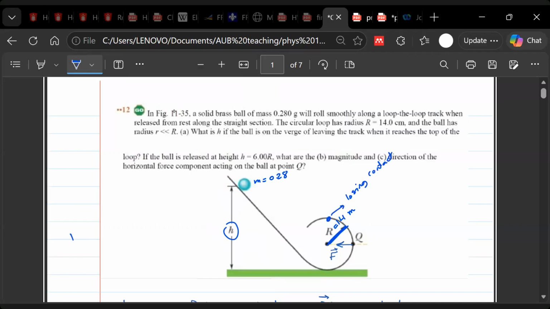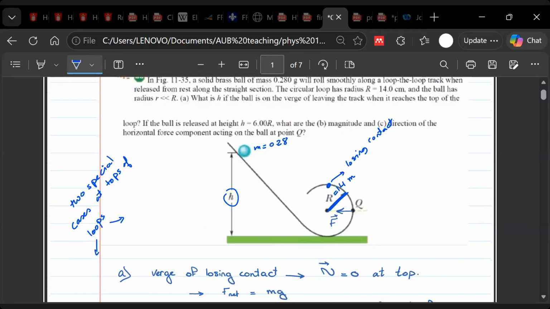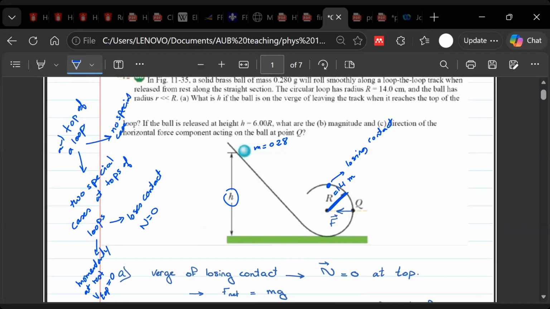So I have two special cases when I study the top of any loop. Either I tell you it's momentarily at rest, this means the speed at the top is 0, or I tell you it loses contact, this means what? The normal is 0. We have studied this in chapter 6, and I could have no special case, some regular speed, some whatever case, it doesn't have to be either one of these two.